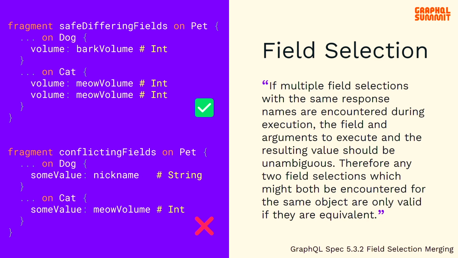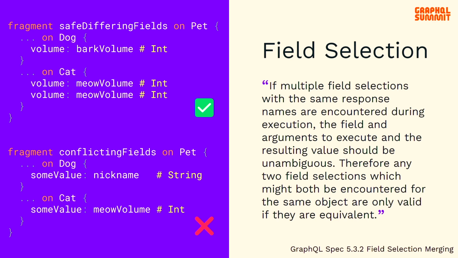So in the case of cat, we have 2 occurrences of the same volume alias. So that actually merges into 1. Your response only has 1 occurrence of volume, meow volume. So that's part of field selection's validation process. And then additionally, cat and dog are mutually exclusive.